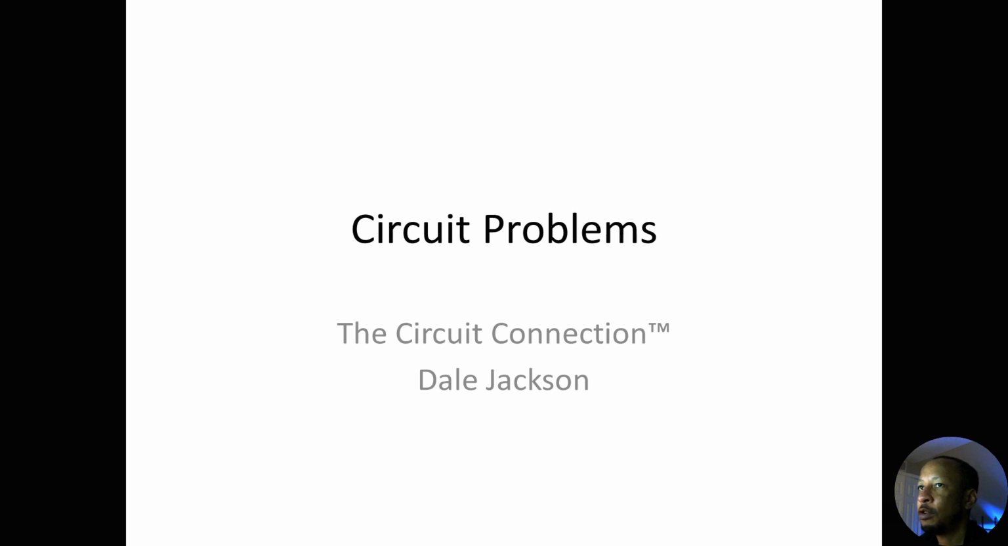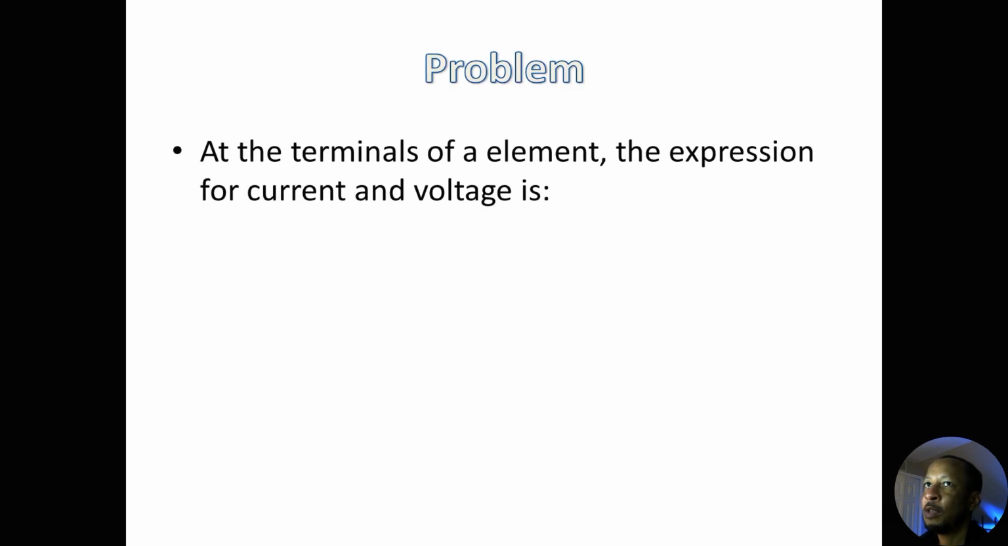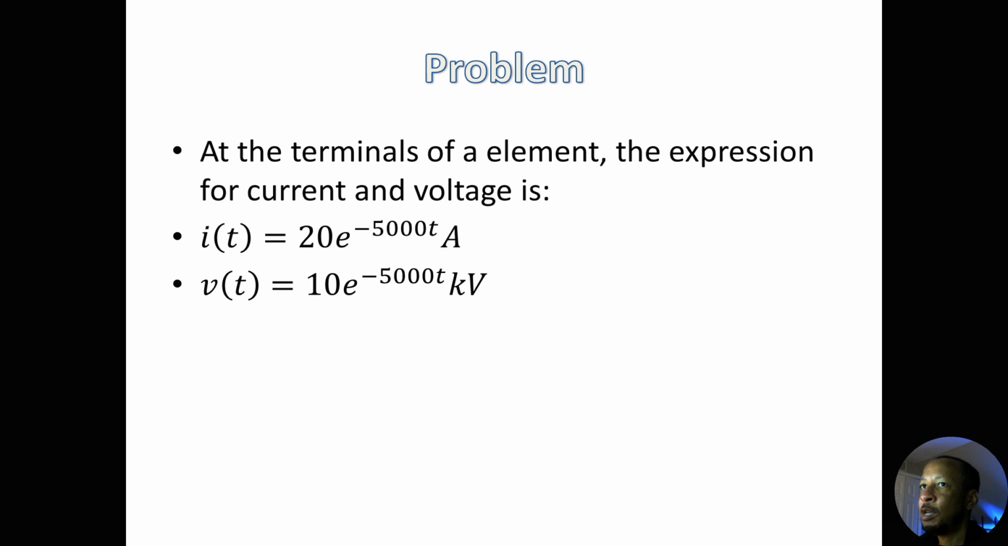Okay, so in this lecture I'm just going to be doing a circuit problem. It's only one problem, but it has an A and B part. That problem is: at the terminals of an element, the expression for current and voltage is i(t) = 20e^(-5000t) amps, v(t) = 10e^(-5000t) kilovolts.